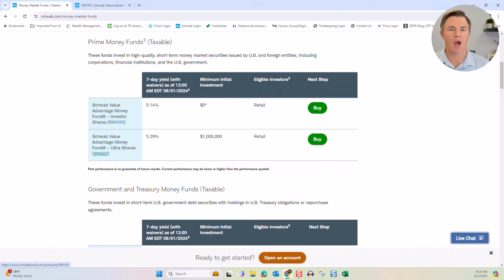And then if you want to use the money, let's say you want to use the money to buy another stock, you need to sell the money market fund first before you could buy the other stock. So this would be the case for retirement and non-retirement accounts.